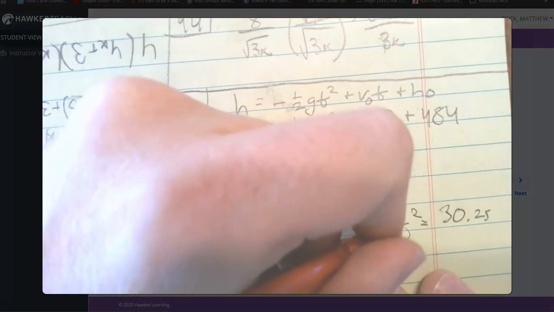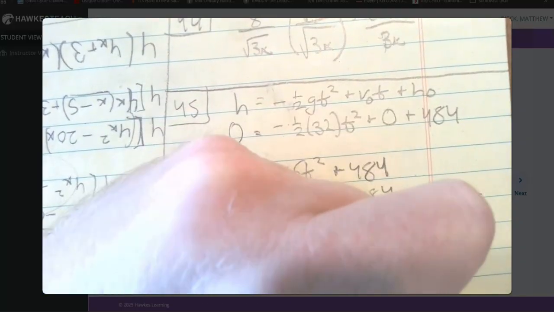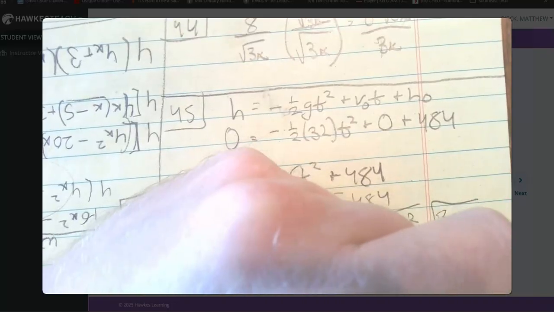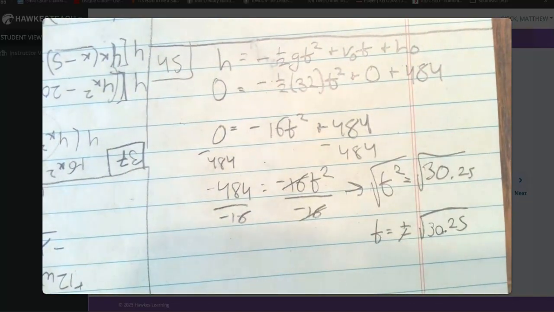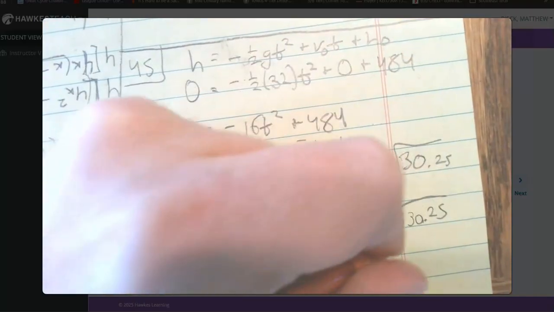All right. So again, we can use the square root of both sides. And again, we're dealing with time here, so there's no mention of a time traveling device. So in this case, we can kind of ignore the negative time. So we just need to take the square root of 30.25. We end up with 5.5 seconds.